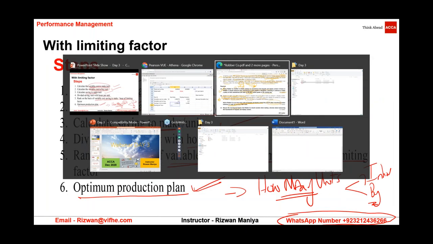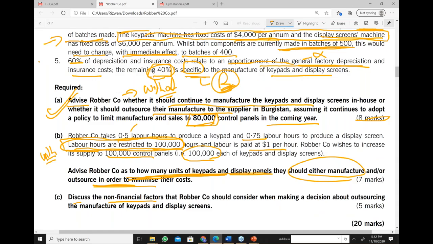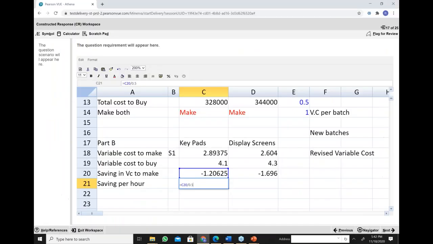0.5 hours for keypad and 0.75 hours for display screen, right? So yes, per hour saving, and this divided by 0.75 hours. So saving per hour has been worked out. Now you keep this in your mind.